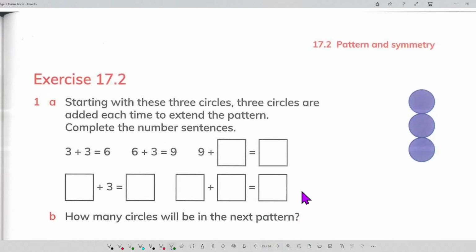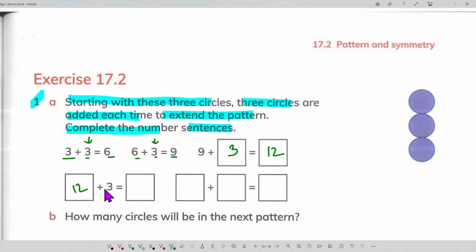So if you understand this one, I hope you also understand exercise 17.2 question 1a. Here it is mentioned, starting with these, three circles are added each time to extend the pattern. Complete the number sentence, right? So first 3 plus 3 is 6, 6 plus 3 is 9. We are adding 3, so 9 plus 3 equals 12, 12 plus 3 will be 15, 15 plus 3 will be 18.